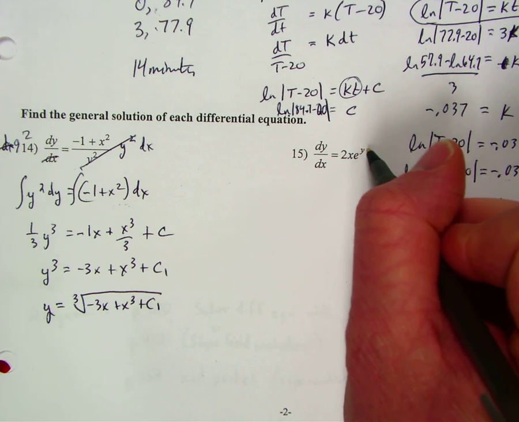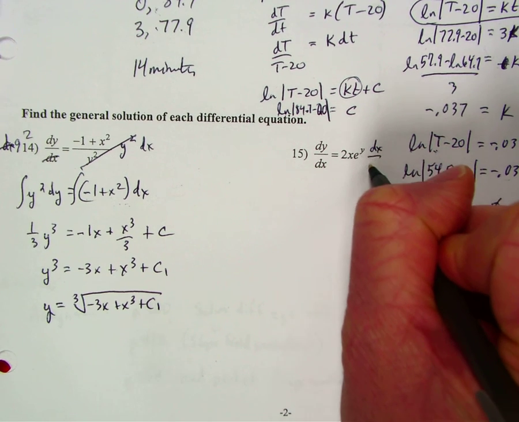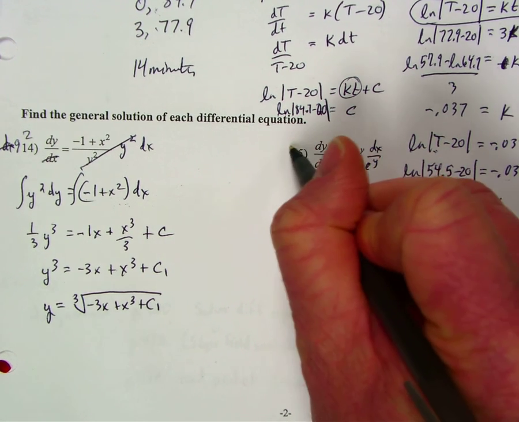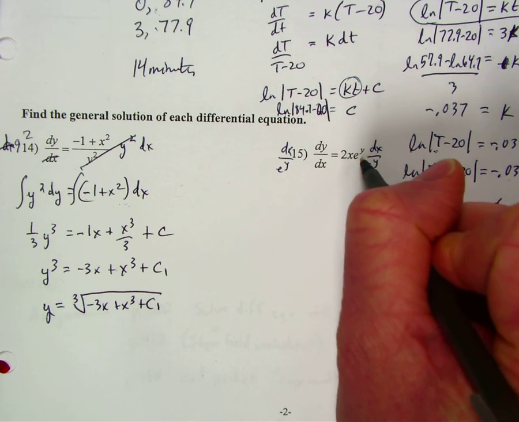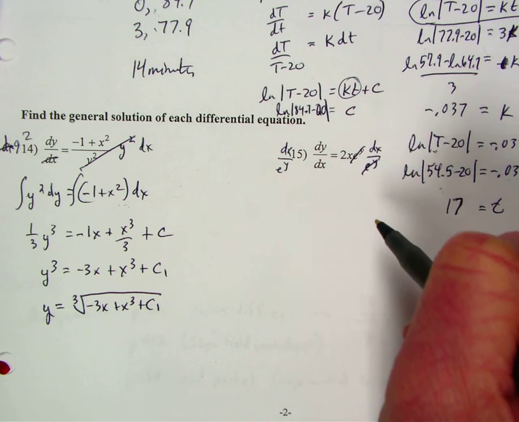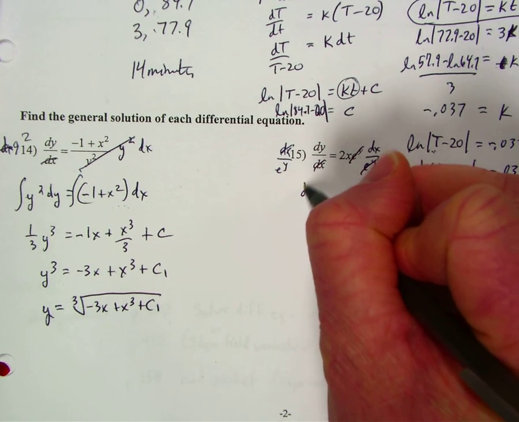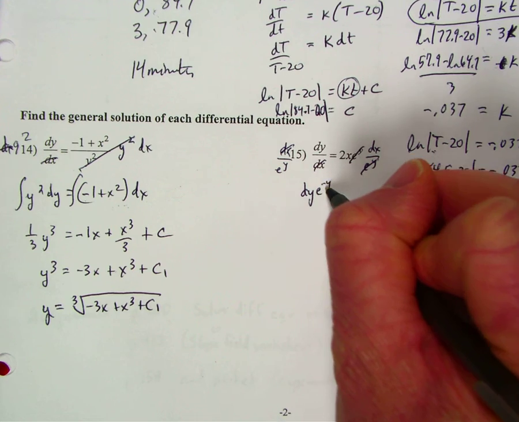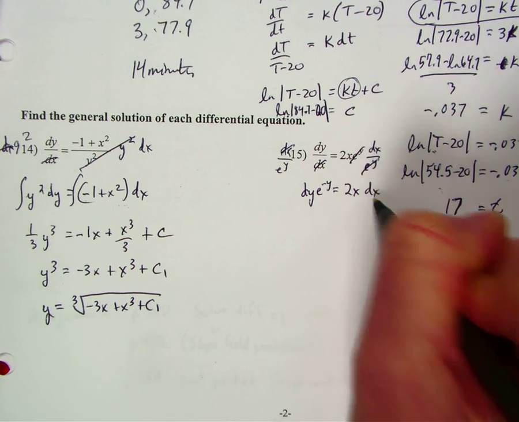Okay, same thing here. I want to get x's with x's and y's with y's. So I multiply both sides by dx and I divide by e to the y. So over here the e to the y's cancel out. The dx's cancel out. So I have dy e to the -y, I'm writing that as a negative exponent, equals 2x dx.